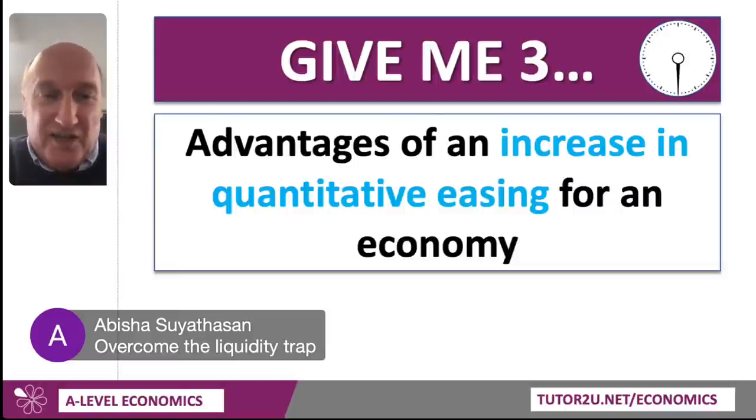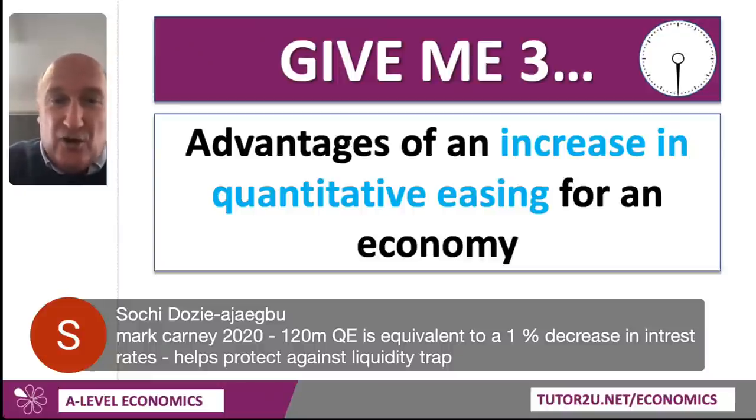Abisha says it overcomes the liquidity trap. Basically, you've cut interest rates to zero. You reduce interest to very low levels, but it's not having much effect on demand. And this is why they brought in the unconventional policy of QE.